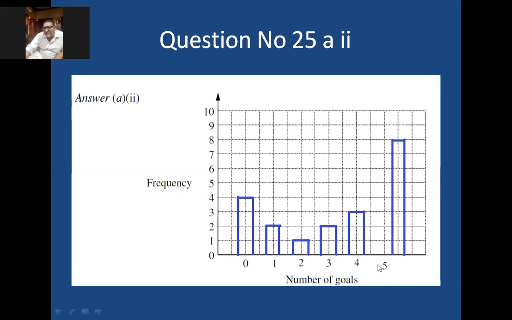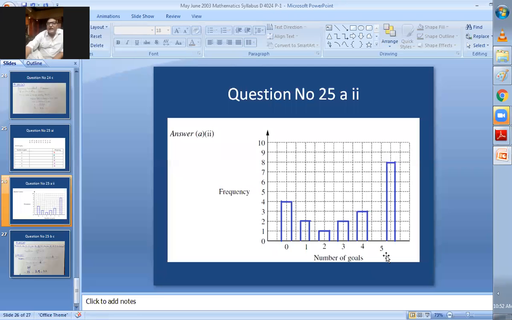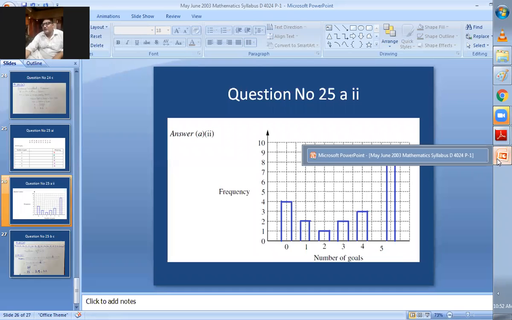Oh, by God, this has moved 1 step away. This 5 should be here, so its frequency is 8. This bar should be here. Okay, by mistake, I made it one step ahead beyond that 5. It should be over 5. So its frequency is there. So this is how you draw this bar graph. Very simple. And I hope you understand this one. So let's go to the next part.